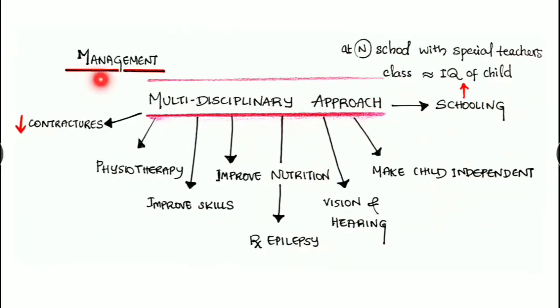Finally, we have to look at the management of cerebral palsy. It is a multidisciplinary approach, which includes many things like decreasing the contractures, physiotherapy, improving the skills of the child, improving the nutrition, treatment for epilepsy and other comorbidities, and correcting the vision and hearing, and at last making the child independent. You have to think about the schooling of the child. You have to admit the child in a normal school with special teachers and in the class corresponding to the IQ of the child. And this is the multidisciplinary approach.